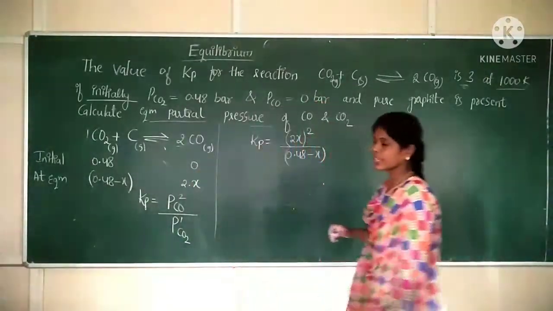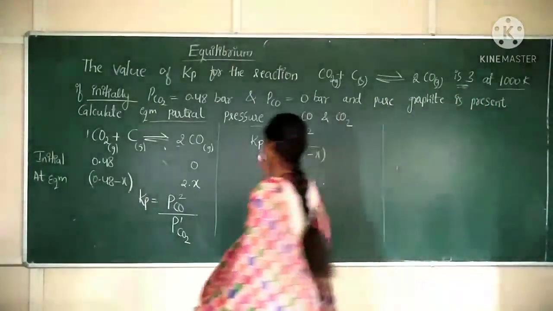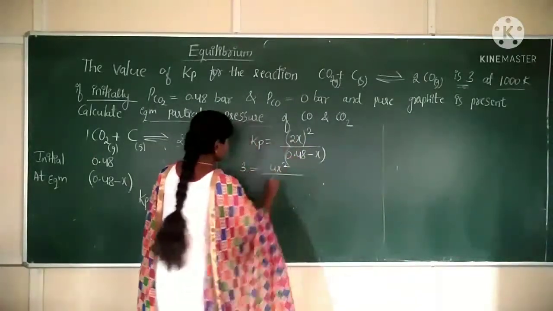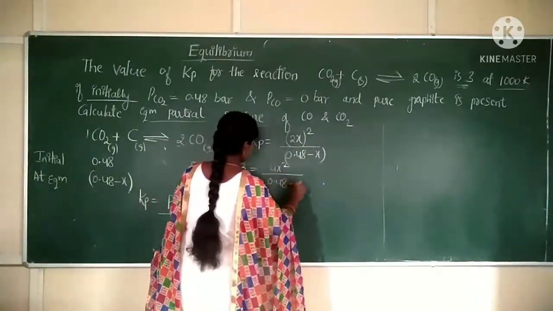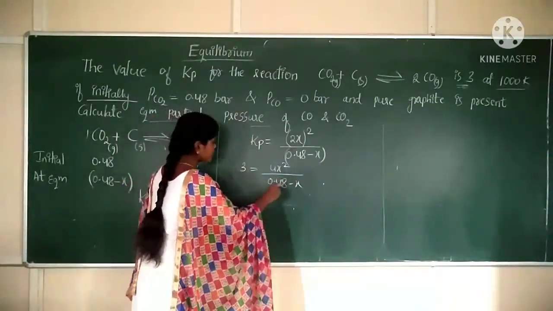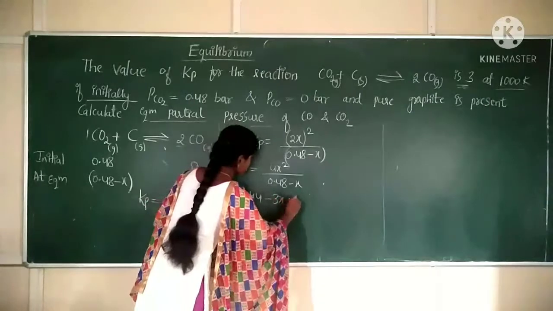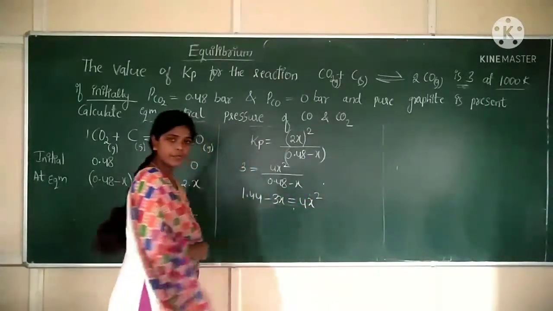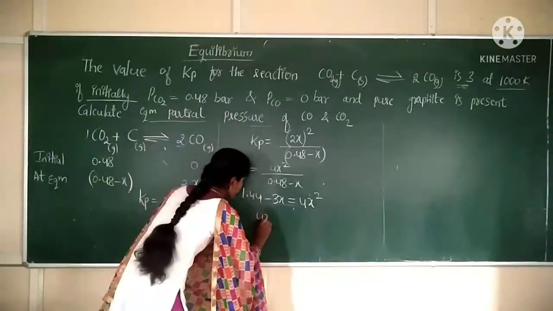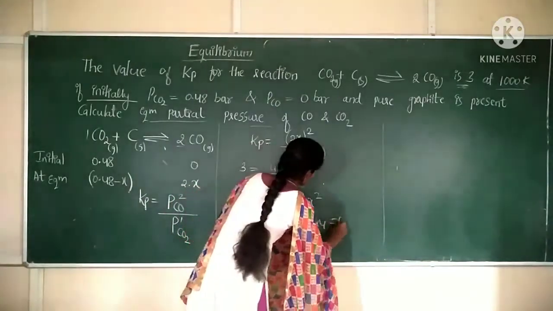Kp value is given for this reaction. What is the Kp value? The Kp for this reaction is 3. Now put this value. 3 is equal to (2x) whole square, which is 4x square, divided by 0.48 minus x. Cross multiply: 3 into 0.48 will be 1.44, minus 3x, equal to 4x square. Correct? Take these two terms to the right side. It will be 4x square plus 3x minus 1.44 equal to 0.